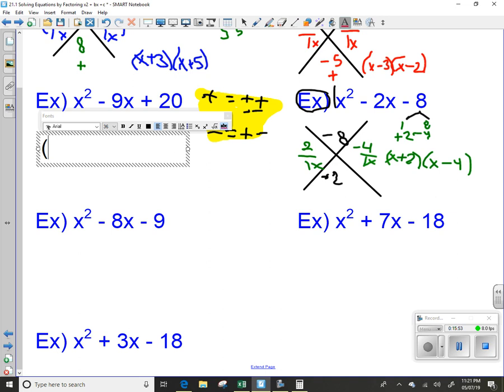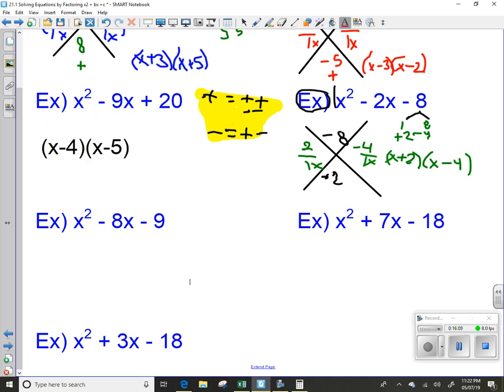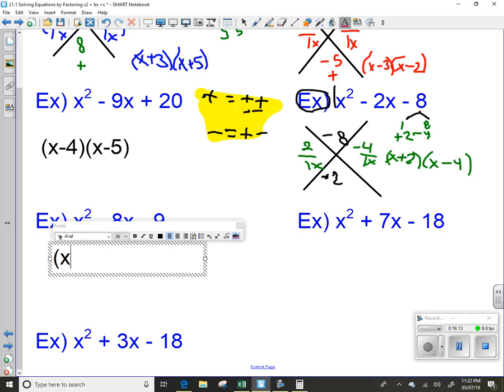So hopefully you've paused and now you're back. In this one, you should have gotten the answer as x minus 4 times x minus 5, because 4 times negative 5 gives me a positive 20, but it adds together to give me negative 9. Here on x squared minus 8x minus 9, you should have had an answer of x minus 9 and x plus 1, because negative 9 plus 1 is going to give me that negative 8 in the middle.